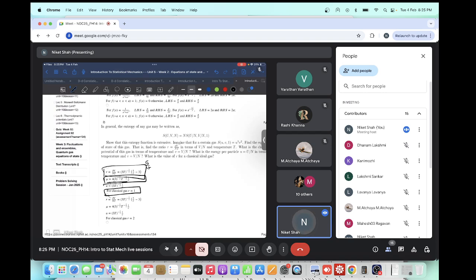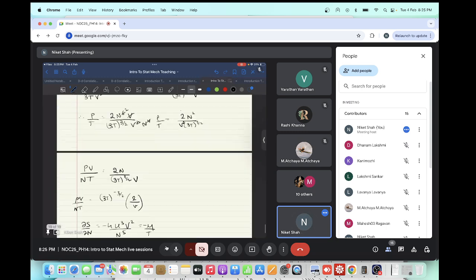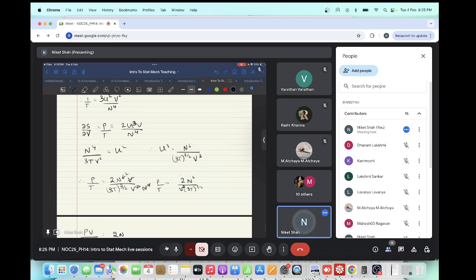For a classical gas, PV by NT is actually equal to 1. R is equal to 1. What is the value of small u? Small u we already evaluated. We just evaluated u square, right? So u is equal to n square upon 3t raised to power half v square. So u by n is the small u, so it's just n divided by this.